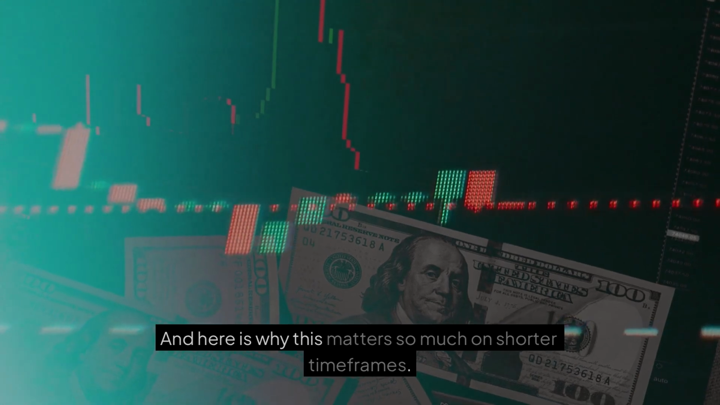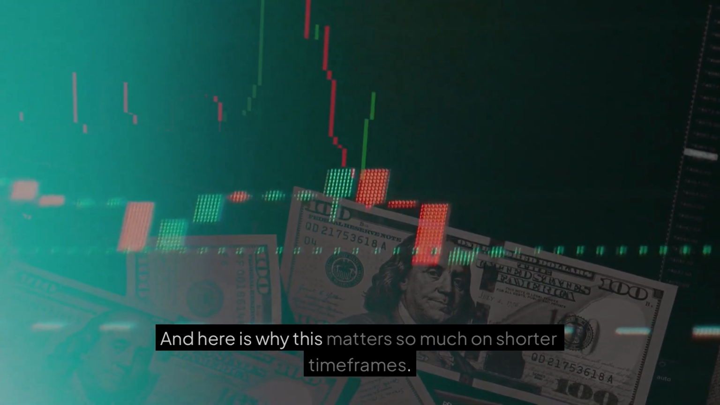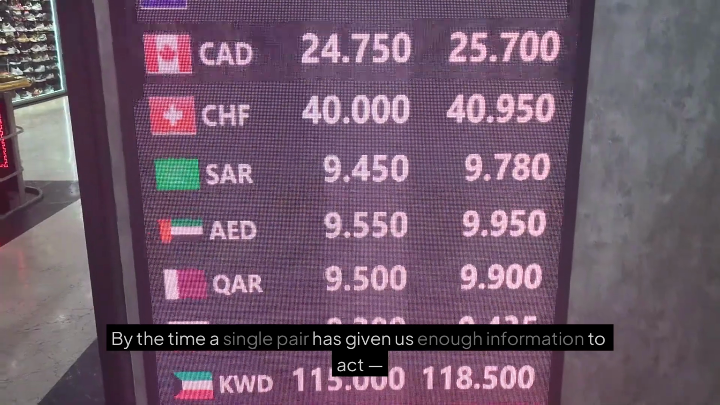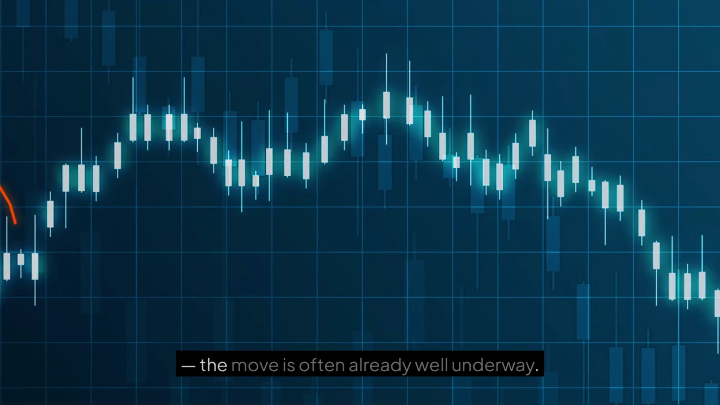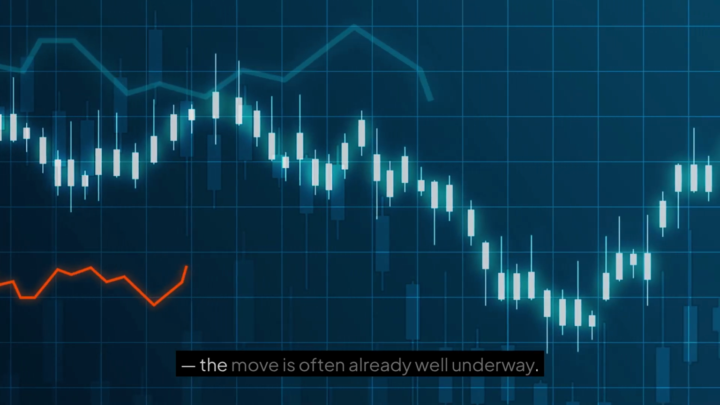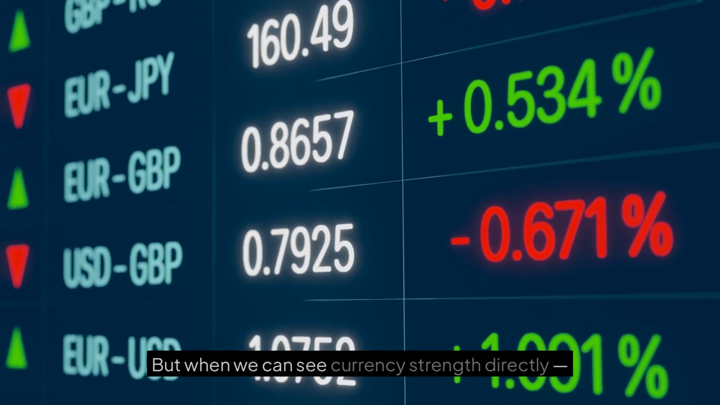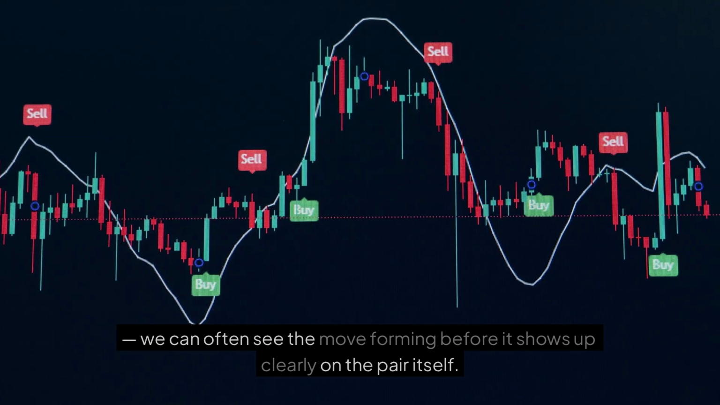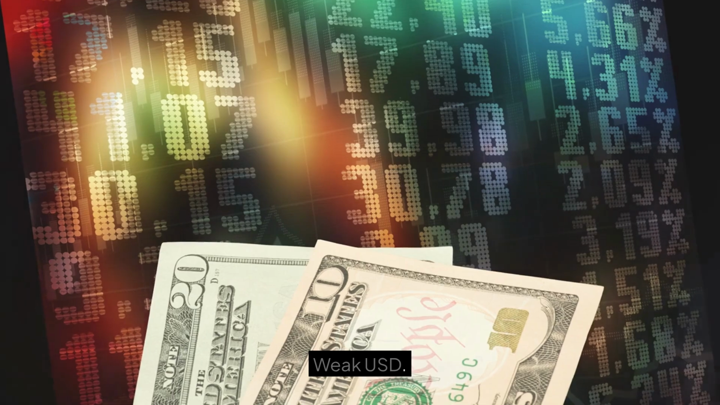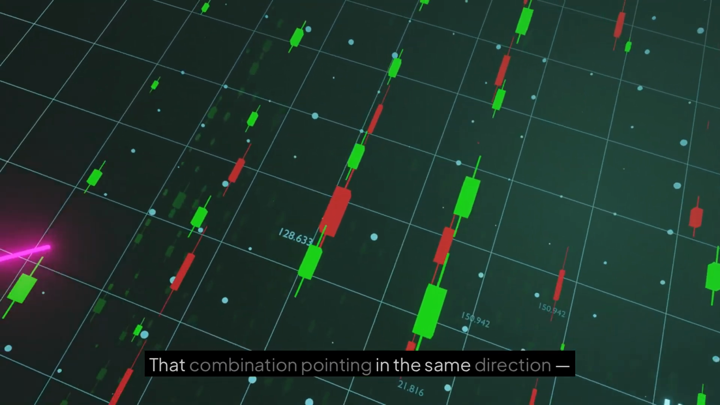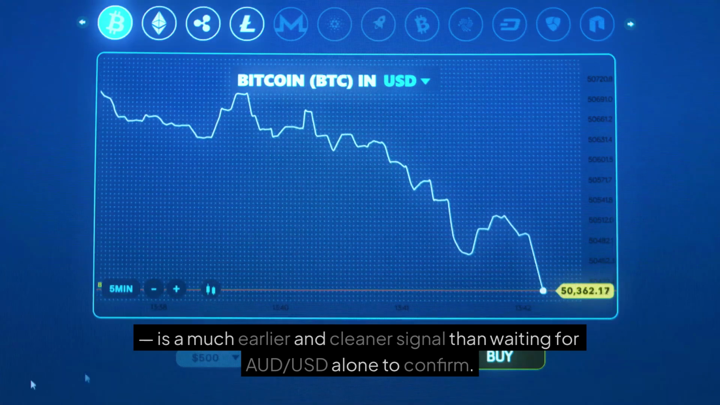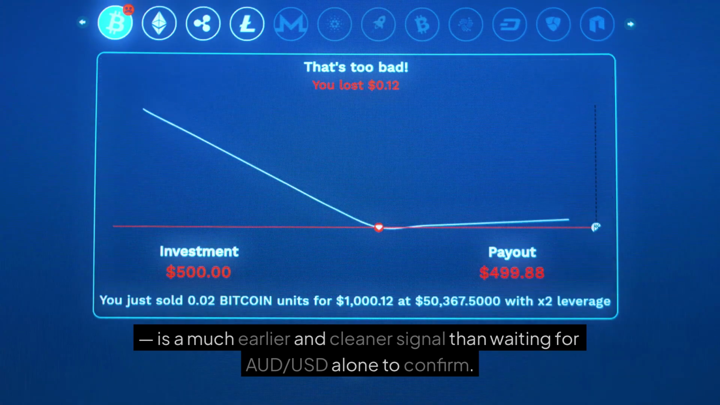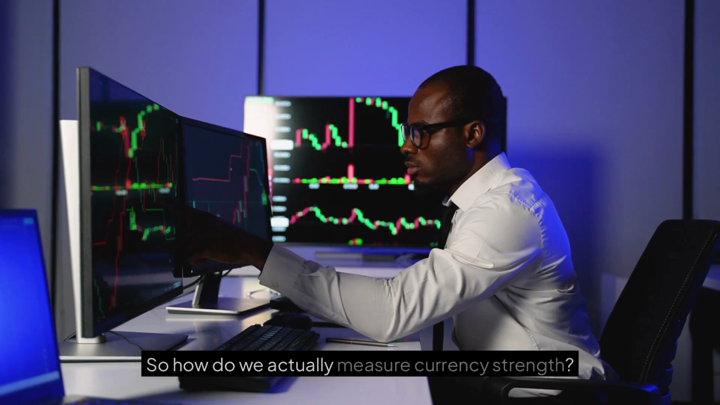And here is why this matters so much on shorter timeframes. On a shorter timeframe, price moves fast. By the time a single pair has given us enough information to act, the move is often already well underway. But when we can see currency strength directly, we can often see the move forming before it shows up clearly on the pair itself. Strong AUD, weak USD. That combination pointing in the same direction is a much earlier and cleaner signal than waiting for AUD/USD alone to confirm. So how do we actually measure currency strength?